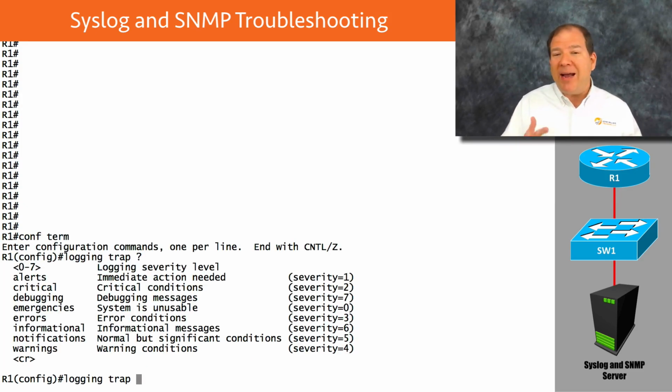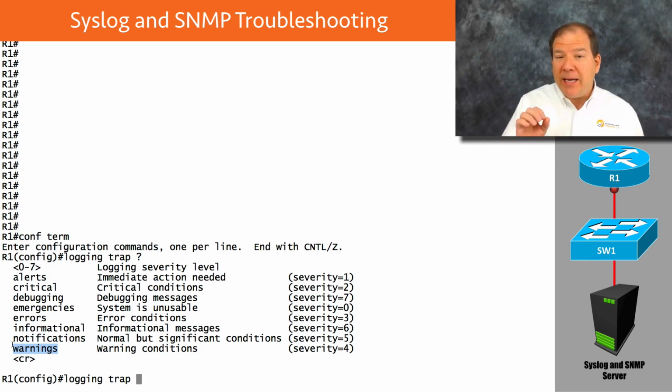And you can see that we have 8 different severity levels. The lower the number, the more severe the condition. The lowest number is 0, and that's a level of emergencies. That's a very severe condition, obviously. The highest number, the 7, well, that's the lowest severity level, and that's debugging. That's very verbose. It produces a lot of output. We generally would not use that on a regular basis. I would typically use something like a 4. A severity level of 4 is also known as a warning.